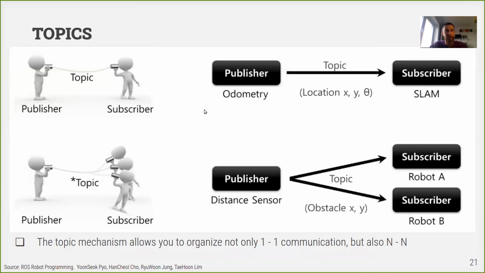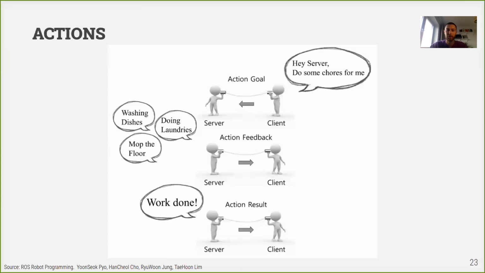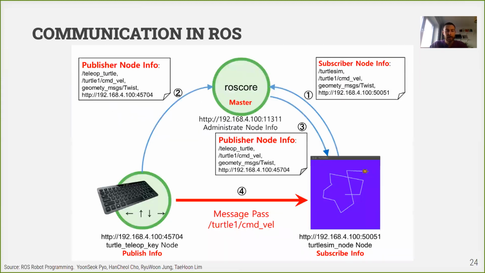But actually, services and topics are much more widespread in ROS systems, because these are the basic two types of communications. But you have to be familiar with actions, because sometimes it is really useful to design your system using actions. So this is an image from a book you have in your references, which shows how communication in ROS works in case of topics.